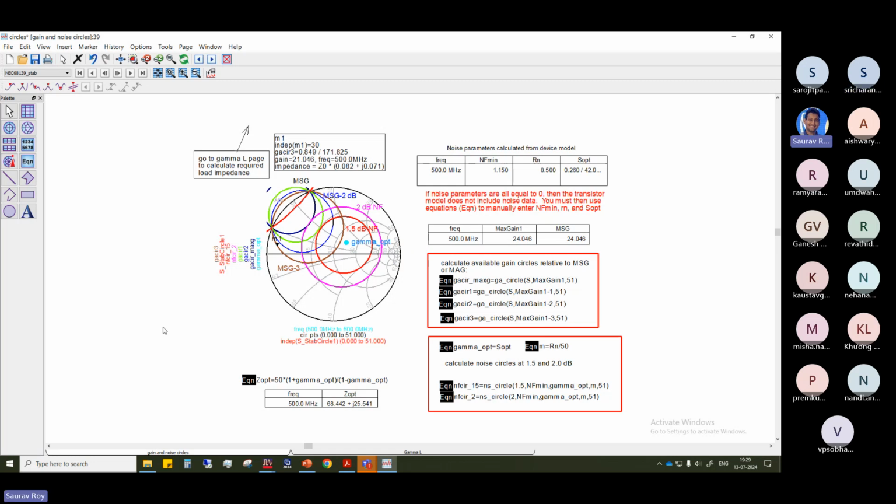Is that clear? Conditionally stable. Conditionally stable, yes. By adding some kind of resistance, we'll make it stable. Yes, right. Yeah, it's clear. Thank you. Okay.